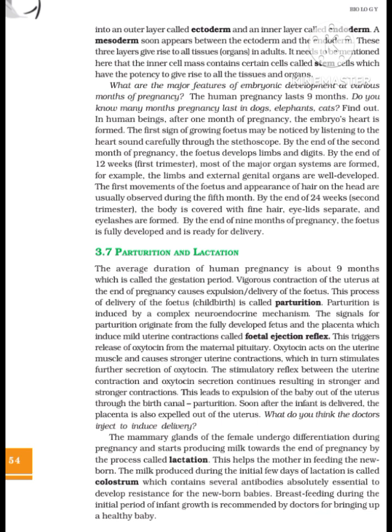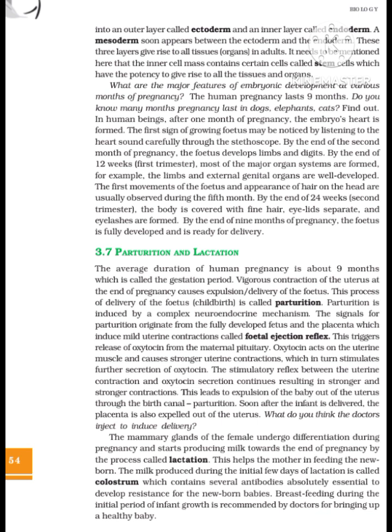ejection reflex. This triggers release of oxytocin from the maternal pituitary. Oxytocin acts on the uterine muscle and causes stronger uterine contractions, which in turn stimulates further secretion of oxytocin. The stimulatory reflex between the uterine contraction and oxytocin secretion continues, resulting in stronger and stronger contractions. This leads to expulsion of the baby out of the uterus through the birth canal, parturition. Soon after the infant is delivered, the placenta is also expelled out of the uterus. What do you think the doctors inject to induce delivery?